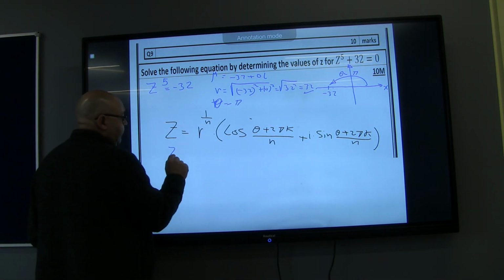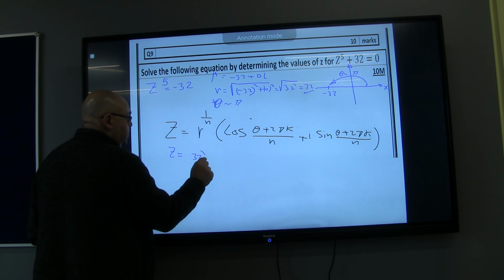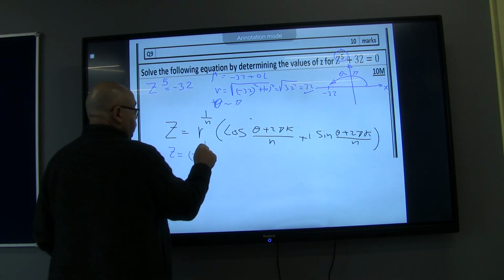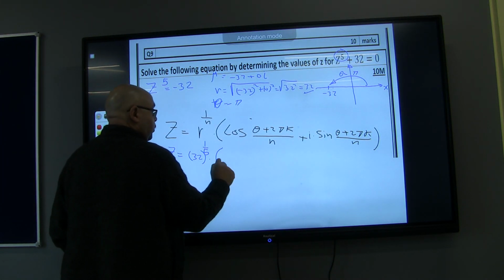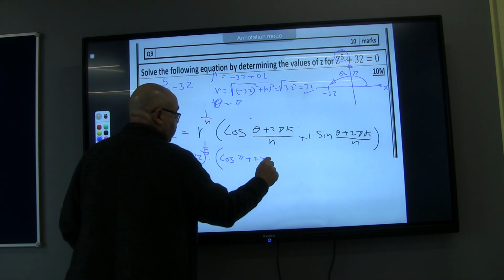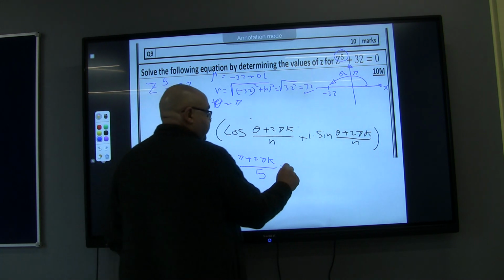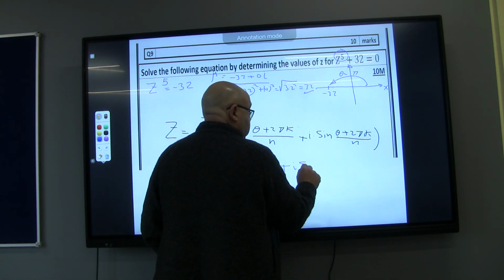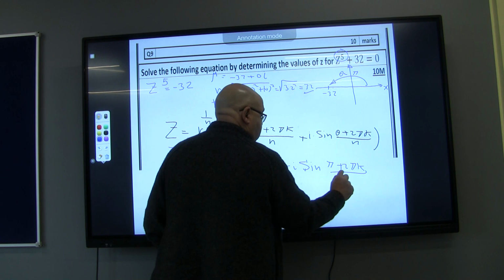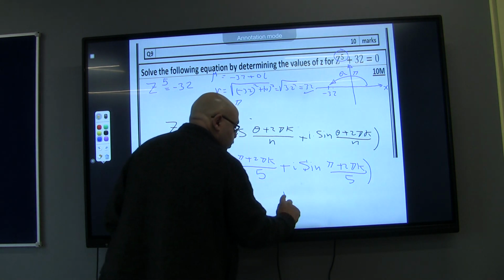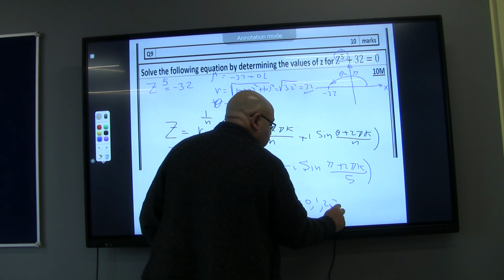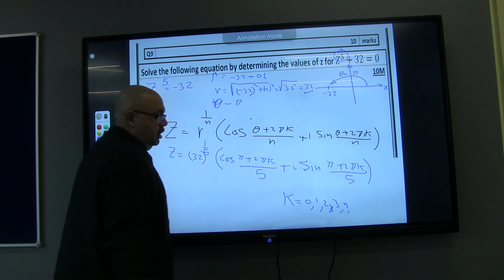Start substituting. z is going to equal 32 to the power of 1 over 5, as we are getting the fifth root. Open your bracket. It's going to be cosine of pi plus 2 pi k divided by 5 plus i times the sine of pi plus 2 pi k divided by 5. Don't forget that k will take the values 0, 1, 2, 3, 4, and these are the 5 roots.